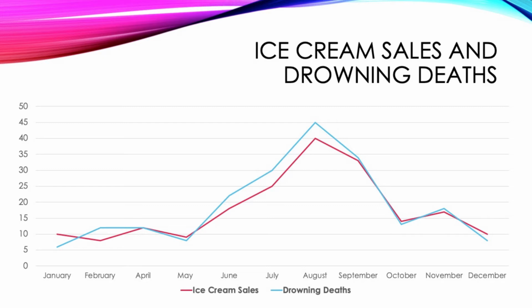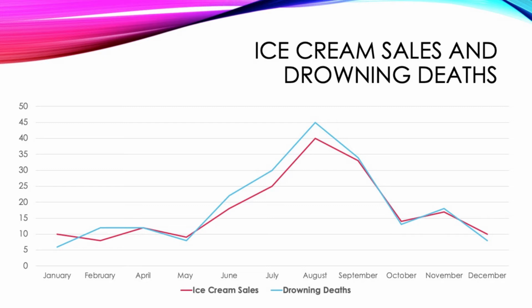And what do we notice here? My goodness, there seems to be a very strong relationship between these two variables. So I would ask you, well, what do you think? Does this mean that ice cream sales are causing drowning deaths?